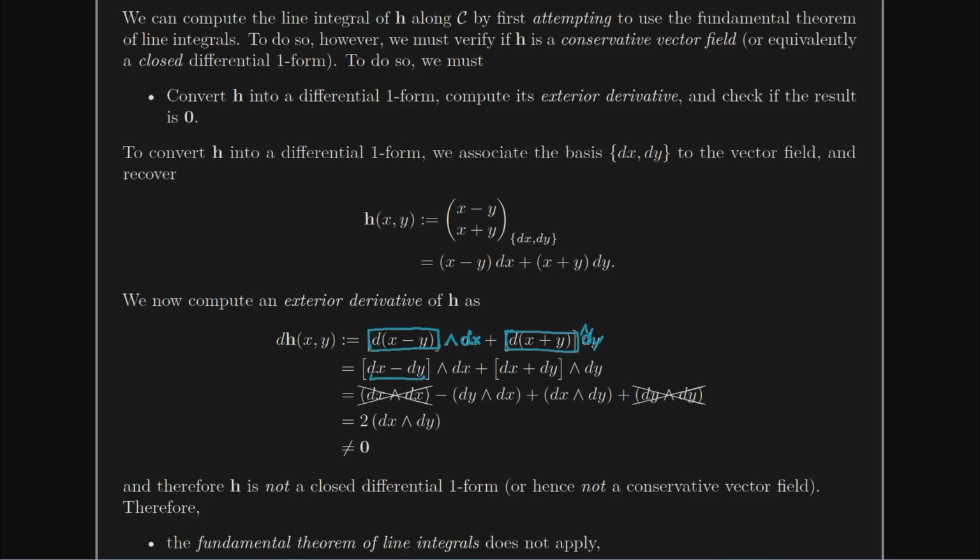Well, dx minus dy wedge dx, dx plus dy wedge dy. Of course, if I'm distributing dy to both terms, it cancels with dy. If I distribute dx to both terms, it cancels with dx. What I'm left with is actually 2 copies of dx wedge dy. And so 2 copies of dx wedge dy is not equal to 0, meaning this is not a conservative vector field, meaning I cannot apply my fundamental theorem of line integrals.